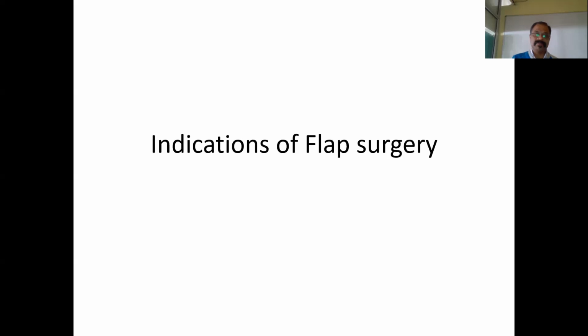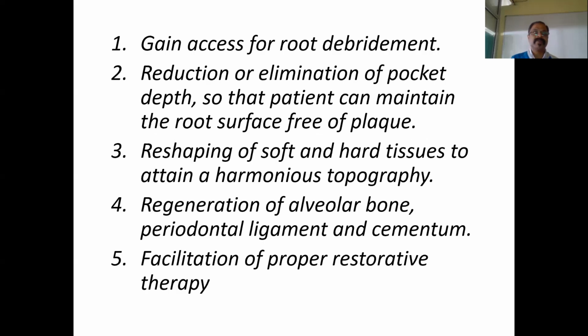So let us see what are the indications of flap surgery. The first one, as I said earlier, is to gain access for thorough and complete root debridement. That is the first indication. Second, whenever you want to reduce or eliminate pocket depth, so that the patient can maintain the root surface free of plaque biofilm. The third one is reshaping of the soft and hard tissues to attain a normal contour, or what we call topography. And whenever there is destruction of the attachment apparatus, if there are bony defects which are favorable for regeneration, then periodontal flap surgery is indicated.